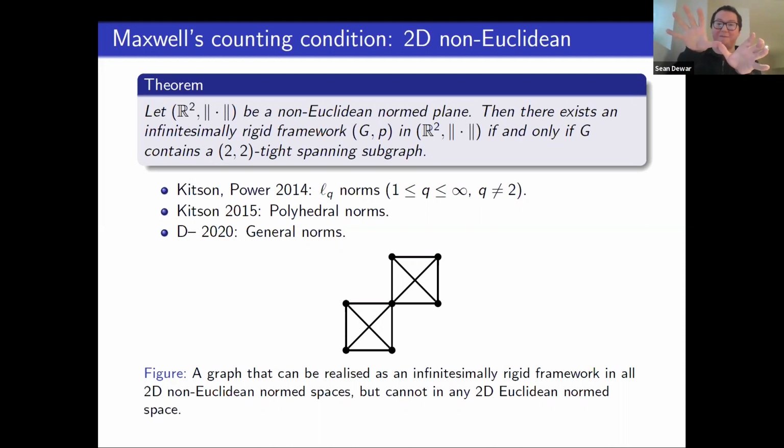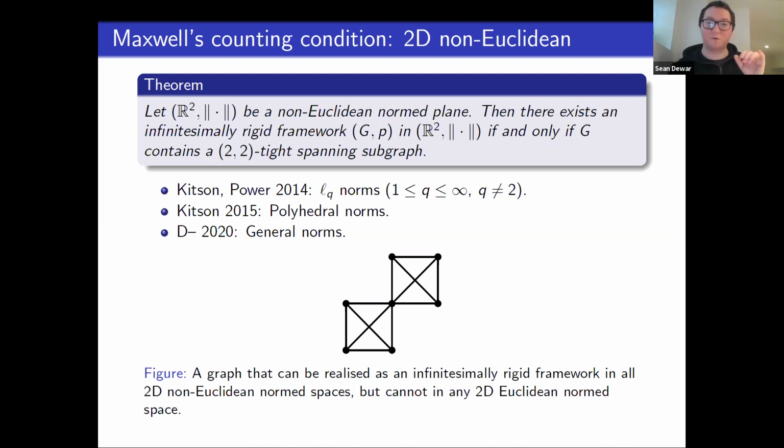We have a finite amount of motion, maybe going from here to a 90-degree turn or something like this, but we don't have a continuous motion. So this framework is actually rigid, and it would be rigid in any non-Euclidean normed plane. This result was proved for multiple different norm spaces. It was proved first for LQ norm spaces, then for polyhedral norm spaces, and then for all norm spaces. But yes, we have this count here.